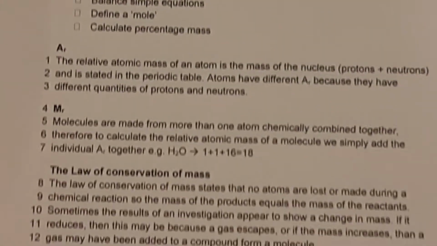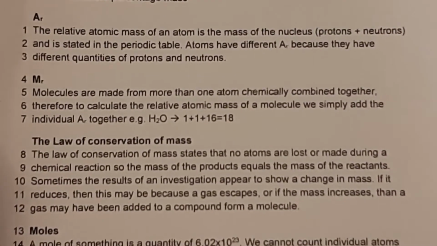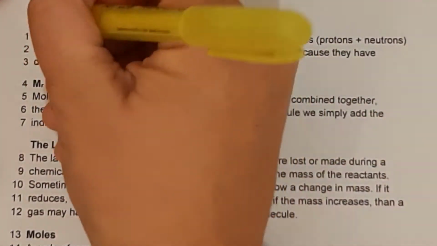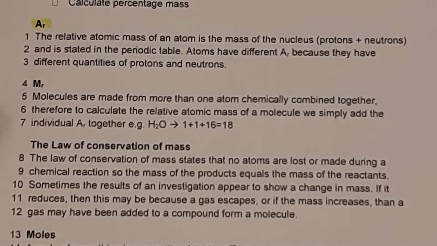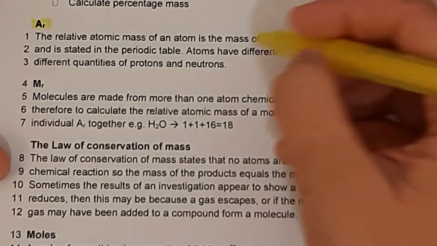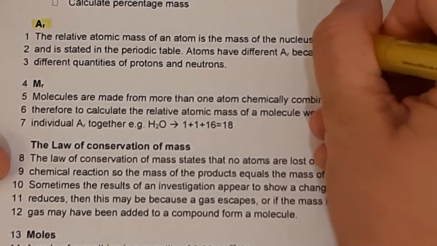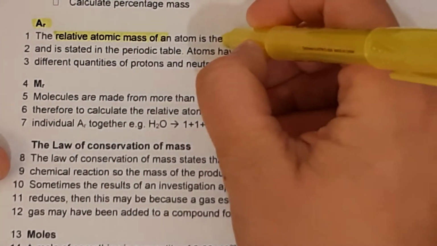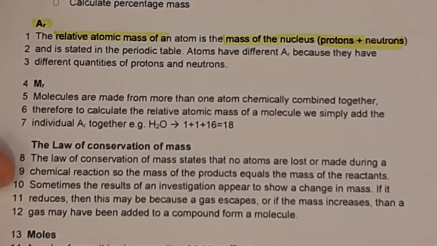So here we have lesson 3 from the higher tier booklet. It's the first lesson in the higher tier booklet, lesson 3 overall, and it gives us some really nice, clear definitions. The first one is AR, and you'll need to write these out if you're a foundation tier student. The relative atomic mass of an atom is the mass of the nucleus, which is the protons plus the neutrons, and it's stated in the periodic table. Atoms have different AR because they have different quantities of protons and neutrons.